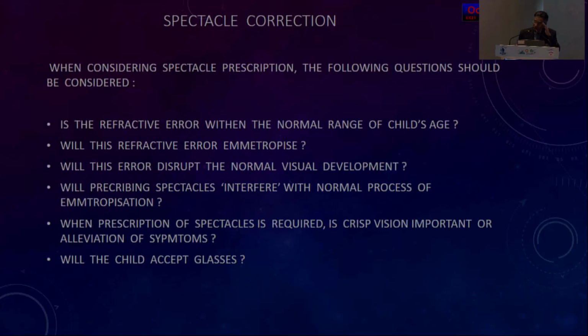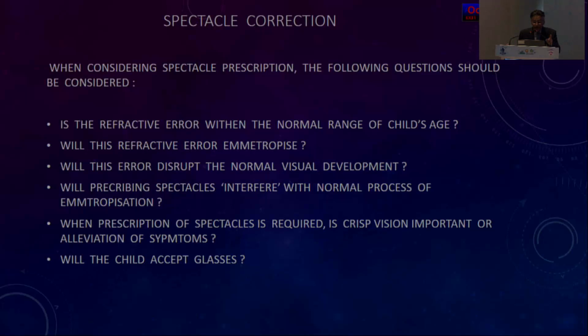Now, when you give spectacle corrections to a child, you have to understand and look at the following questions and queries. Is the refractive error within the normal range of the child? If a 3-year-old child has -1 myopia or +1 hyperopia or astigmatism, you will not be worried because it is not going to progress and not going to cause any problems.